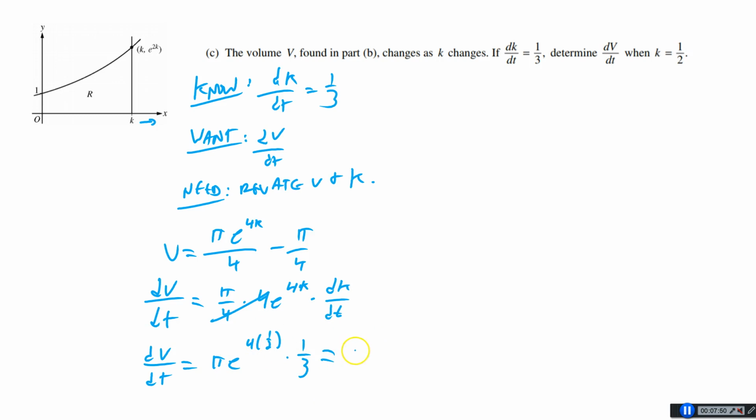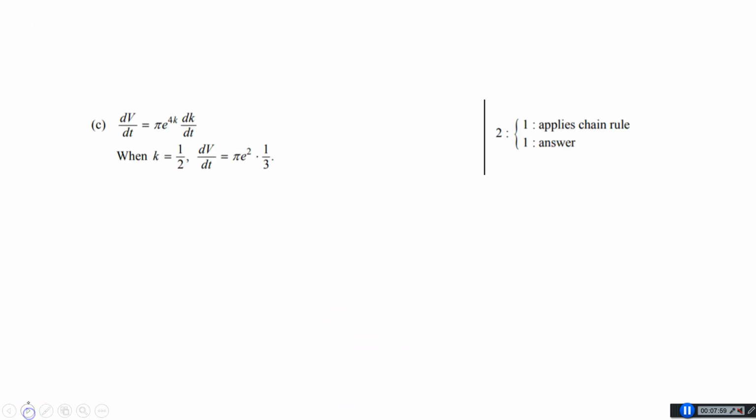So that is pi e squared over 3. So that should be how the volume is changing. Pi e squared over 3. Let's see how we did.